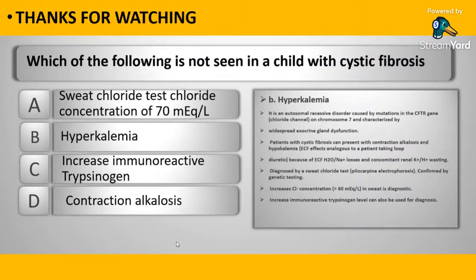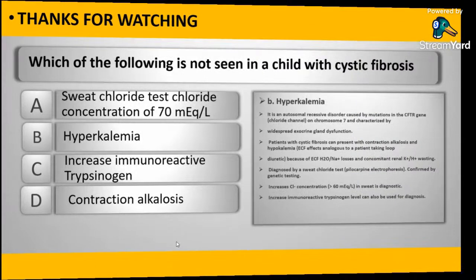It is an autosomal recessive disorder caused by mutation in the CFTR gene, chloride channel on chromosome 7, characterized by widespread exocrine gland dysfunction. Patients with cystic fibrosis can present with contraction alkalosis and hypokalemia because of ECF H2O and Na plus loss and concomitant renal K plus and H plus wasting. Diagnosed by sweat chloride test, confirmed by genetic testing. Increased chloride concentration in sweat is diagnostic. Immunoreactive trypsinogen can also be used for diagnosis.